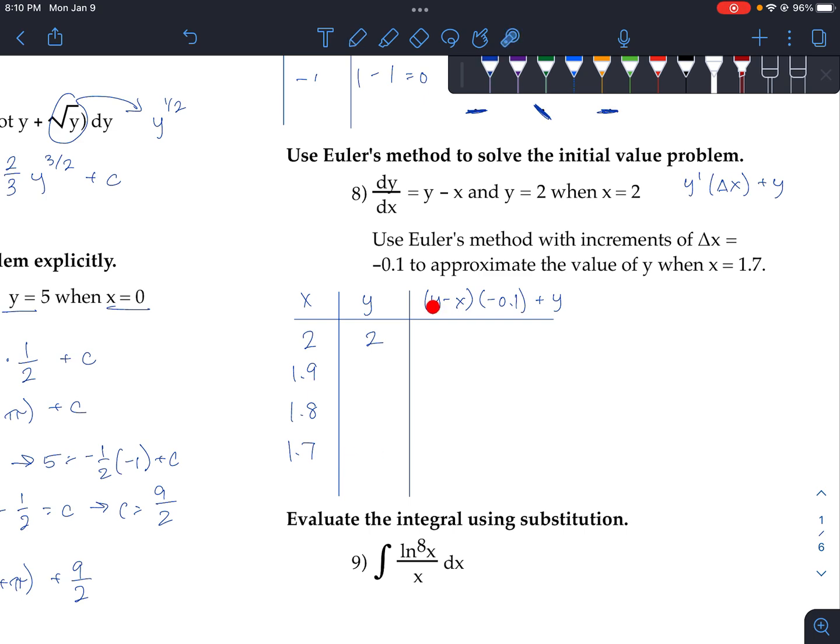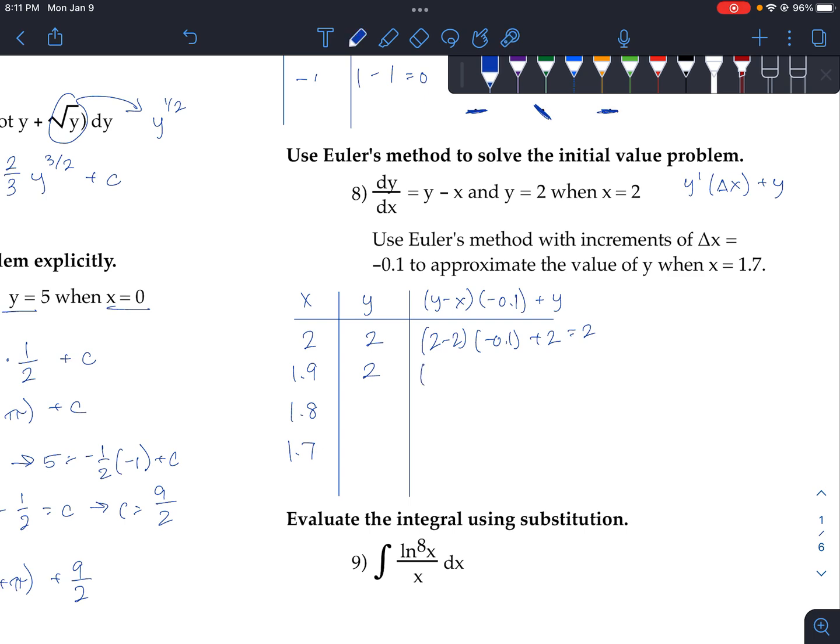So y minus x, in this case 2 minus 2, is going to give me 0. So 2 minus 2 is 0, multiplied by negative 0.1. Well, that's still going to be 0, and then plus 2. So that whole thing is going to be equal to 2, and that's what I'm going to put here. So I get 2 for the y value when x is 1.9.